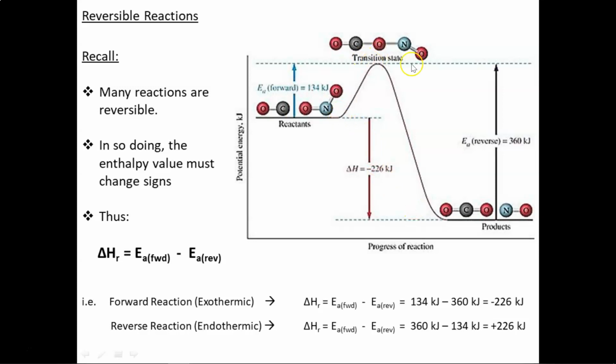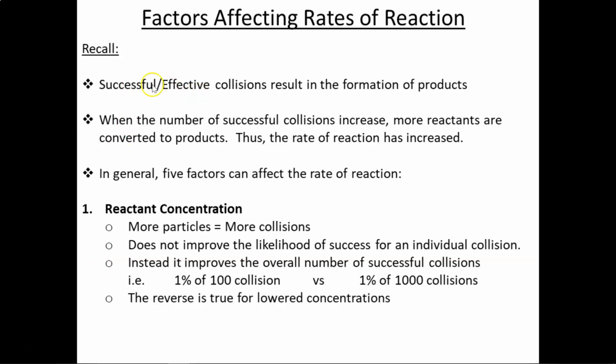Now in this diagram, they call it a transition state, but we will refer to it as an activated complex. In any case, the heat of the reaction, the overall enthalpy for the reaction, is equal to the forward activation energy minus the reverse activation energy. So once again, only successful or effective collisions will result in the formation of products. And if the number of successful collisions increases, then more reactants are being converted to products, and as such, the rate of reaction has also increased.